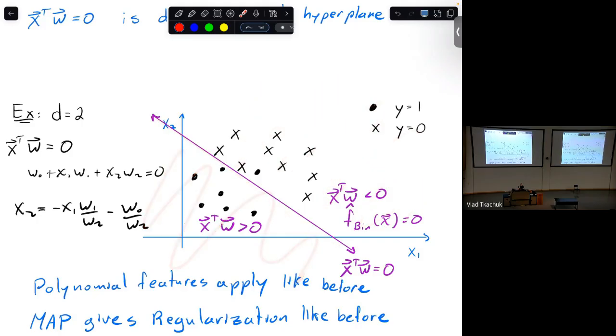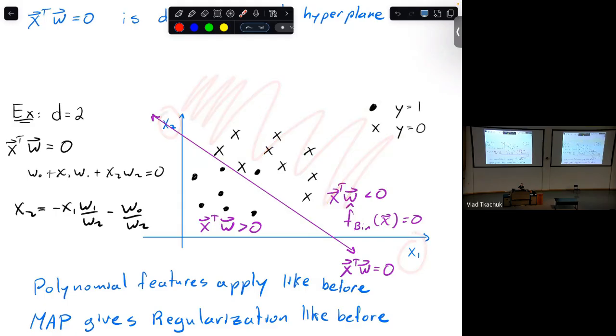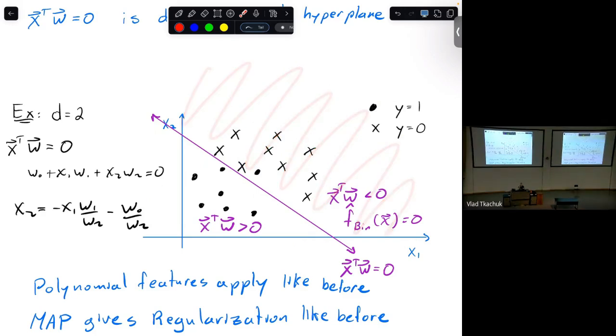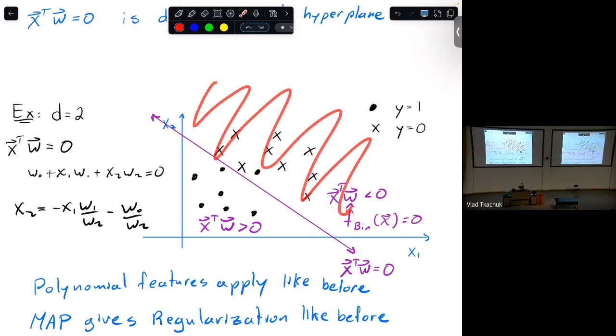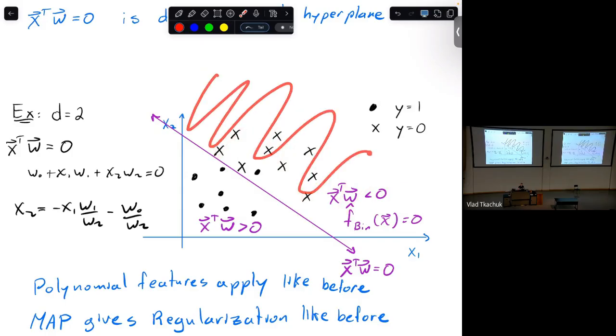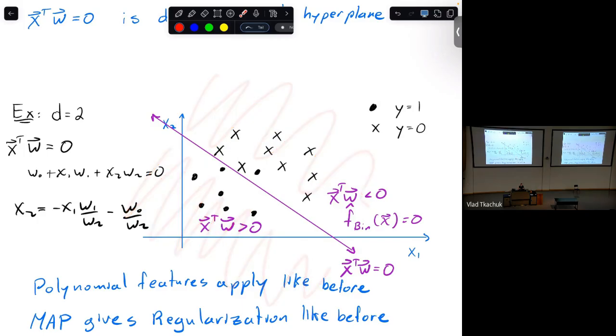In other words, the probability you think of getting, if you get some input x, which is just a combination of these two features, if it's in this region, the probability you think it's 0 is greater than 50% here. And the probability you think it's 1 is greater than 50% down here. That's it.